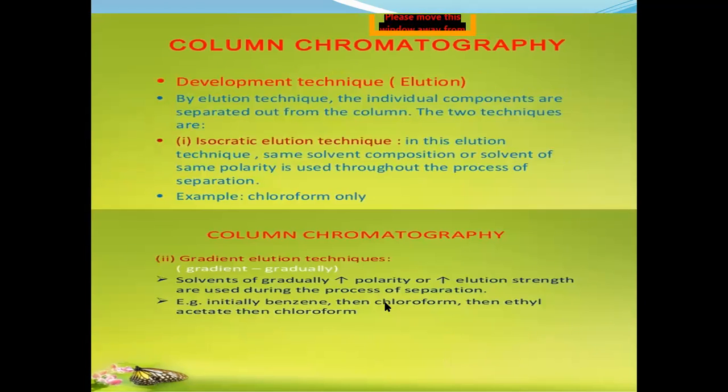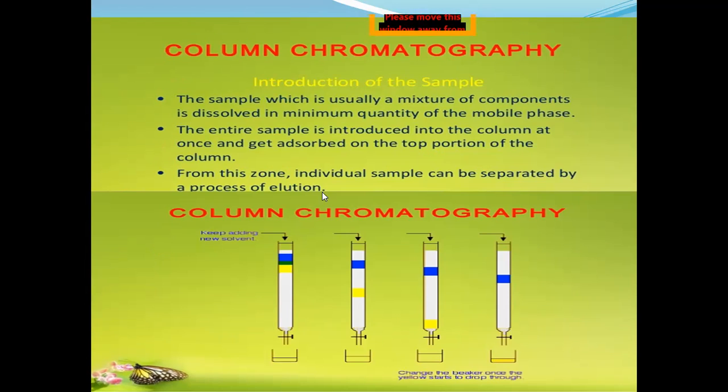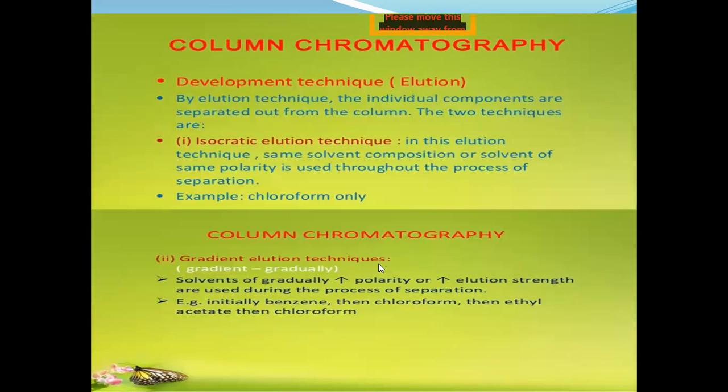And next, column chromatography development technique. That is elution. Development technique is nothing but this. This technique is known as the development technique, or it is also known as elution. By the elution technique, the individual components are separated out from the column. Two techniques are used. Here the elution has two techniques: isocratic elution technique and gradient elution technique.